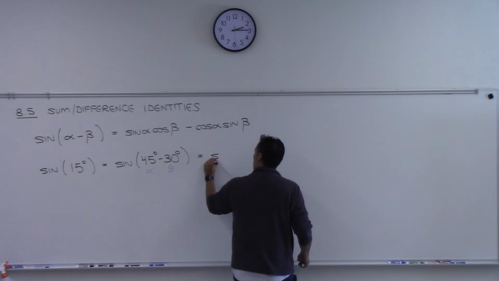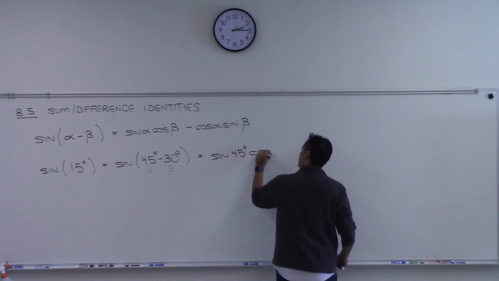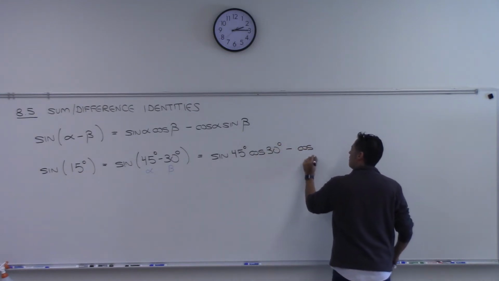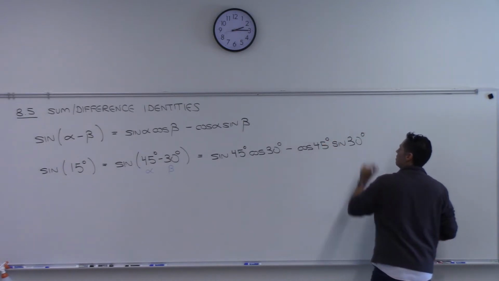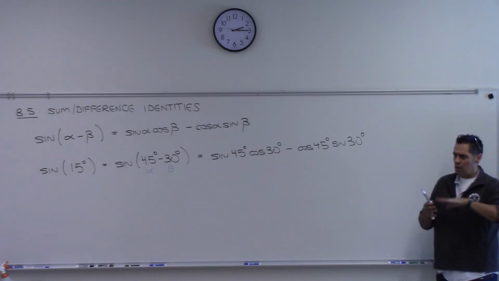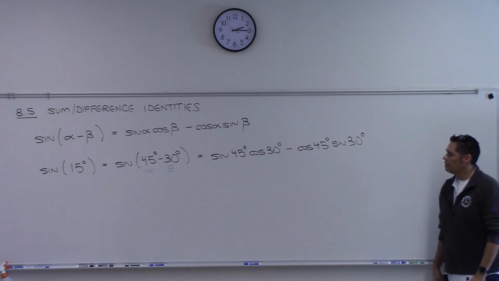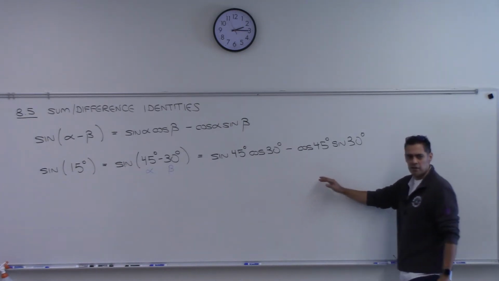So this will be sine of 45 cosine of 30 minus cosine of 45 sine of 30. This is like just plug and chug, right? This is just plug and chug into the formula. Any questions? You liking this better than identity so far? Yes? Okay.